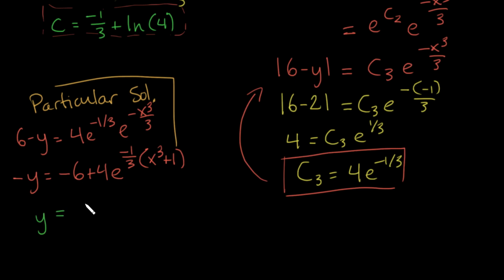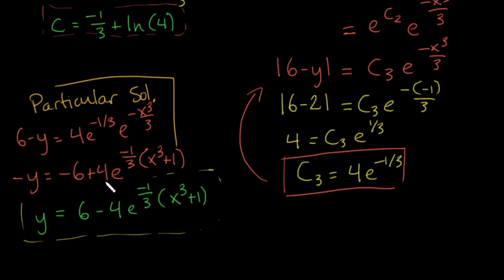Y equals -6 goes to 6, 4 goes to -4, e to the -1/3 times the quantity x cubed plus 1. And this here is the final particular solution, and that was free response question 4 of the 2009 AP Calculus BC exam. I will see you in the next video.